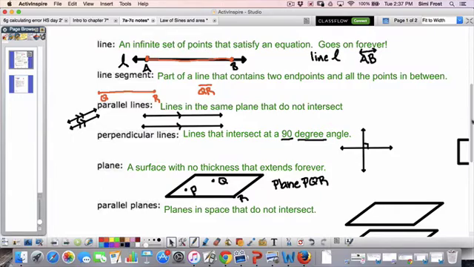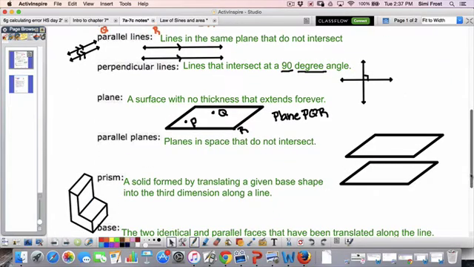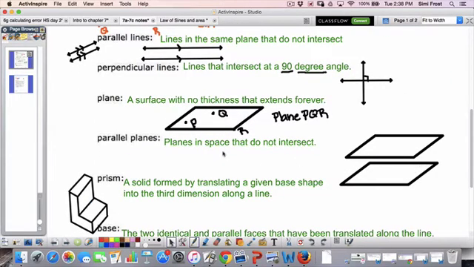Okay, how about parallel planes? Well, parallel planes are planes that never intersect, just like parallel lines, and they're just going to be drawn like that, kind of floating above each other.